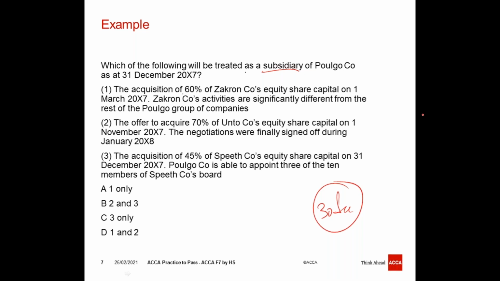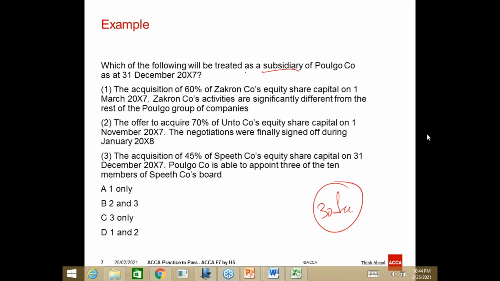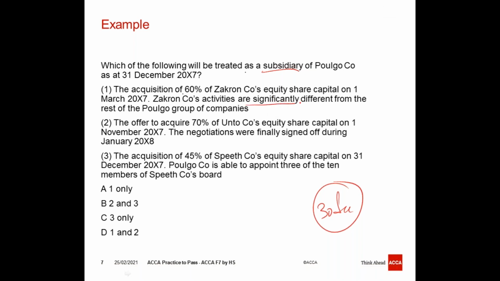So the right answer for this question is, let's sort out. The acquisition of 60% shares of Zacron equity shares and share capital on 1st March 2007. The Zacron activities are significantly different from others. Now, this is again a very important point. You will not get the exemption from the consolidation if the activities of the parent and subsidiary are different.